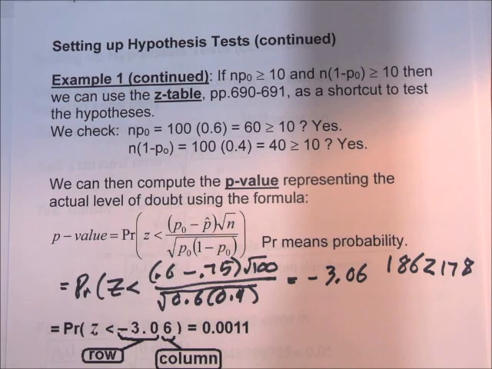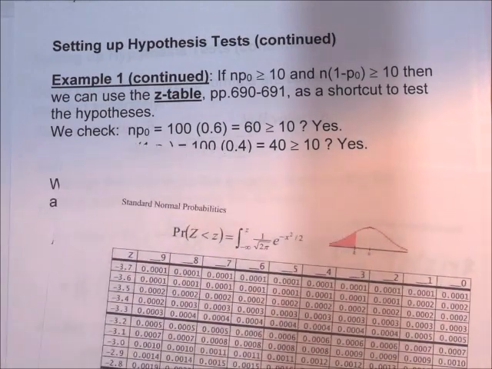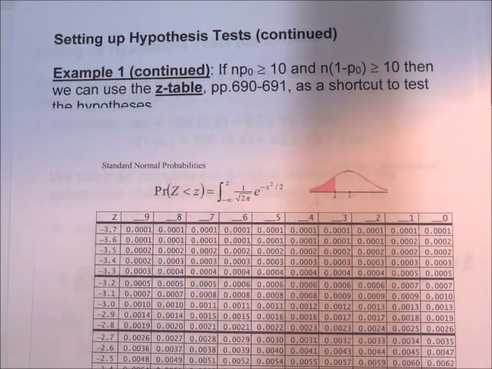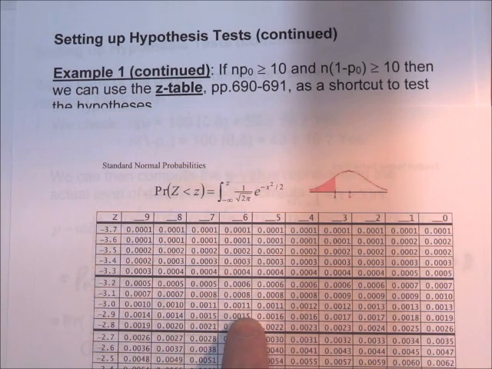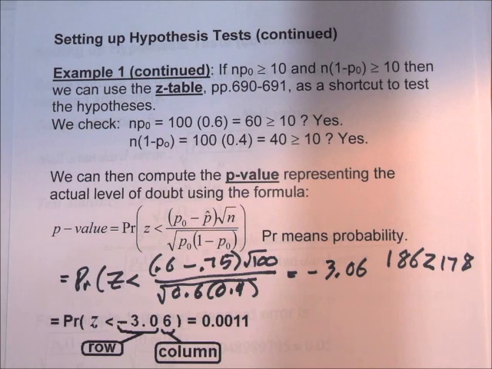So then we can go to the z-table and look in row negative 3.0 and column 6 in the z-table. So it's negative 3.0, column 6, right here, 0.0011. So that's our p-value. The z-score of 3.06 is called the test statistic.